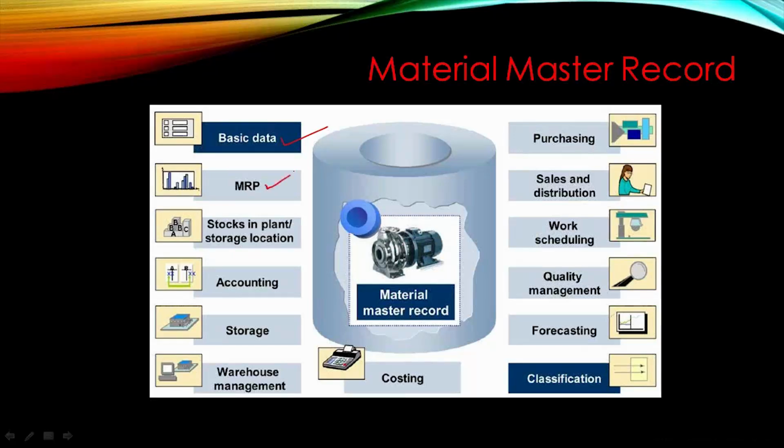Then we have MRP data, material requirement planning. Then we have stock in plant, accounting view. These are just the different views of a Material Master. Then we have storage, warehouse management, costing, classification, forecasting, quality management, work scheduling, sales and distribution, and purchasing. So these are the common views of a Material Master record.